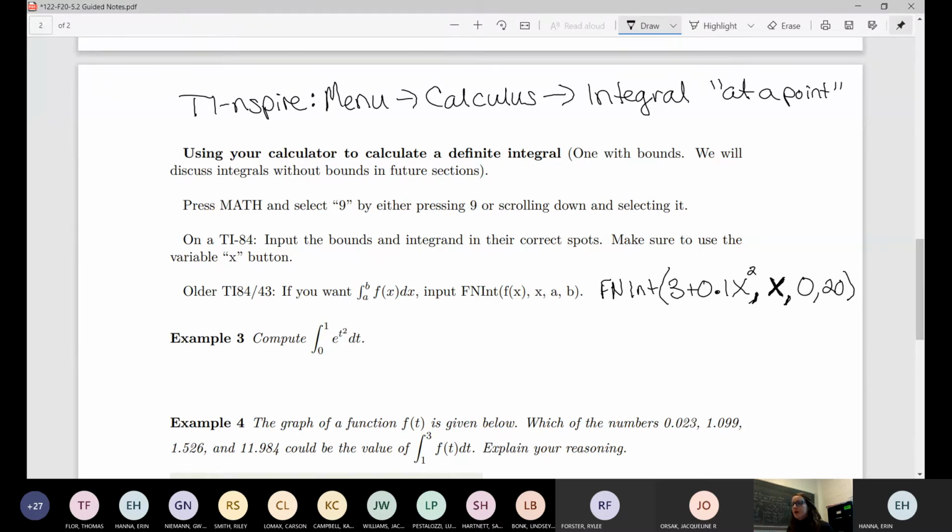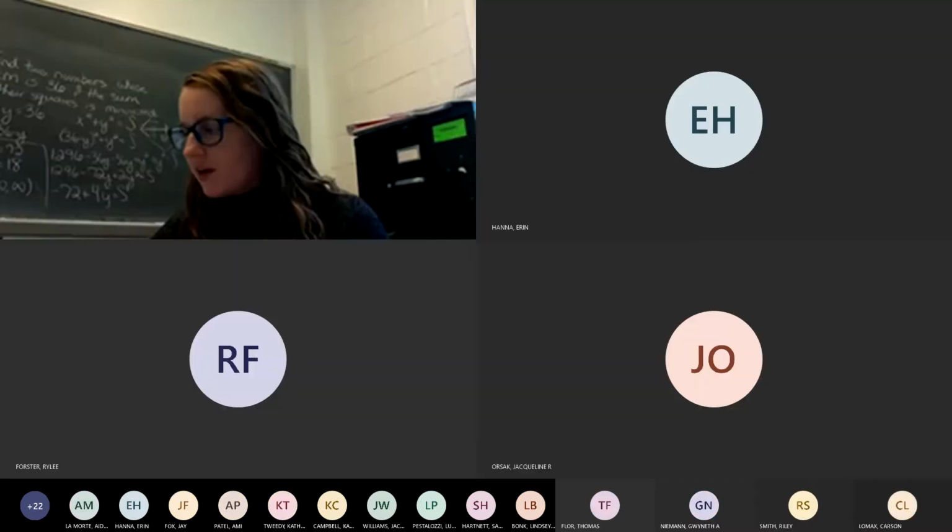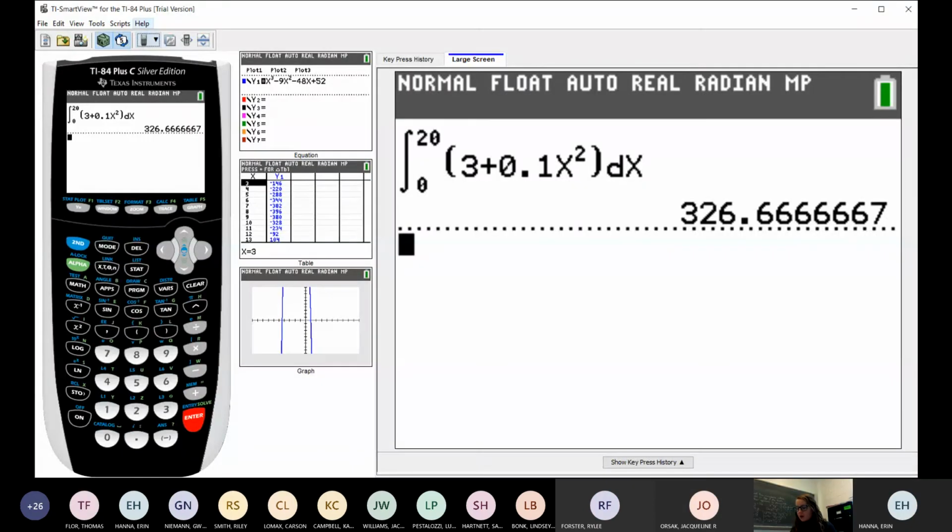For people who did not get 326.6 repeating, here's probably what happened. So let me go back to that calculator thing really quick, and I'll come back to the notes in a second for anyone who's looking at that.